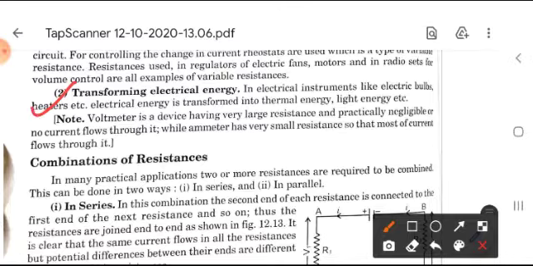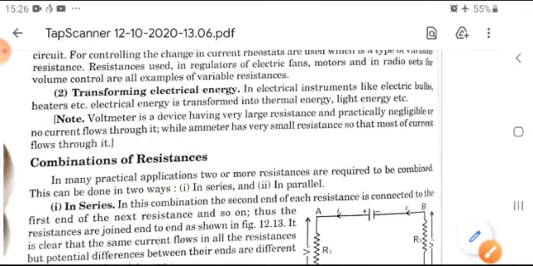The next use is transforming electrical energy. In electrical instruments like electric bulbs and heaters, electrical energy is transformed into thermal energy, light energy, etc.